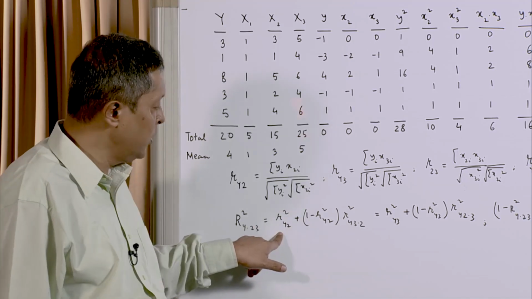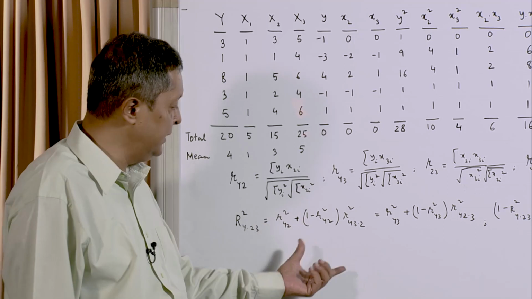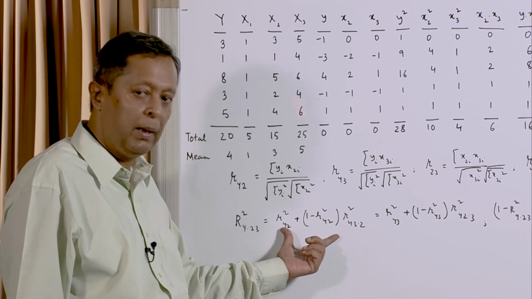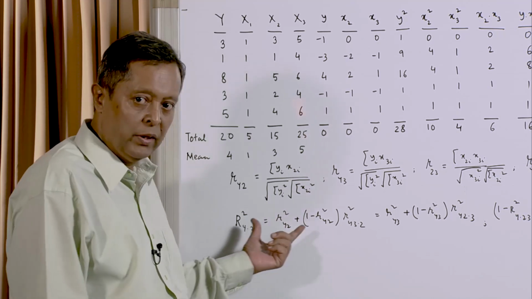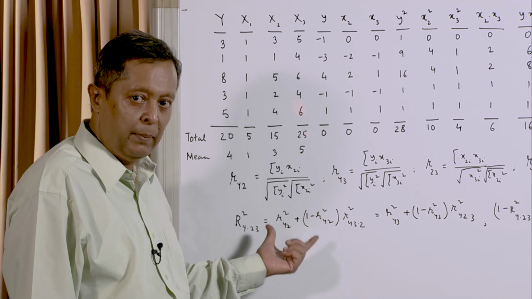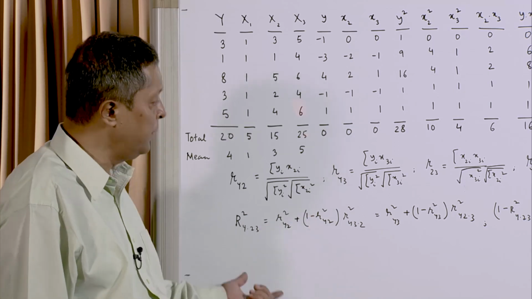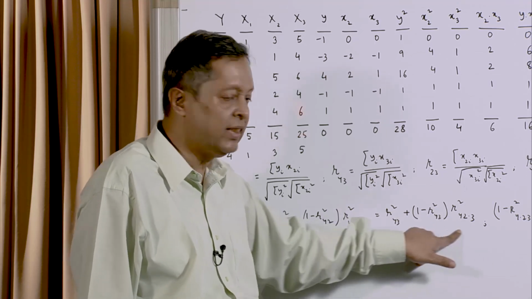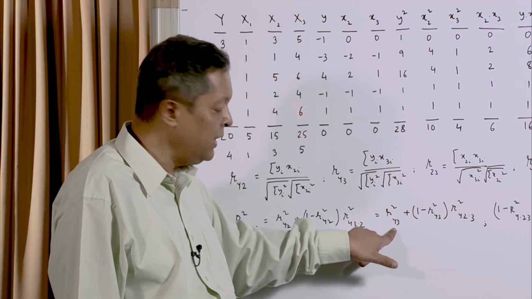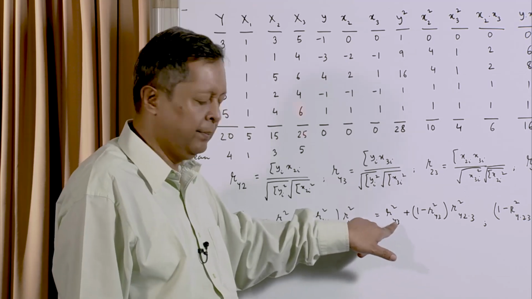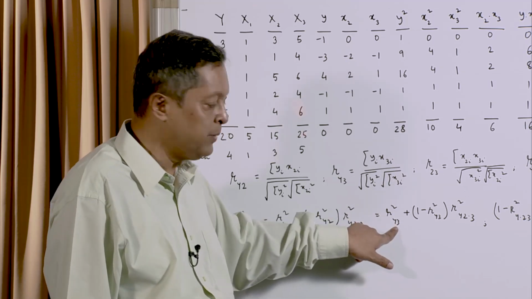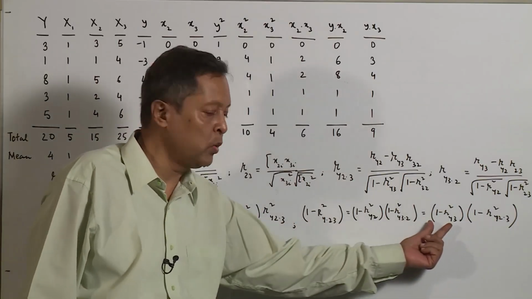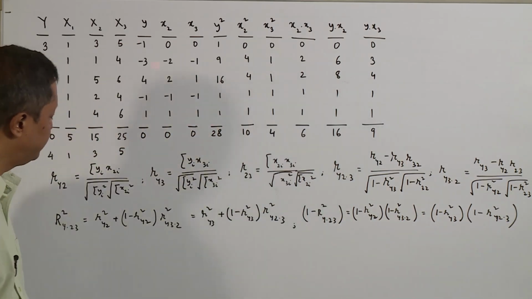If we first introduce x2 and then go for x3, then this is the stepwise decomposition of the total sum of squares into explained sum of squares and residual sum of squares. Or if we first introduce variable x3 and then go for x2, then this is the formula r square y3, because first x3 has been introduced, then x2 has been introduced, and correspondingly the residual sum of squares are also composed.